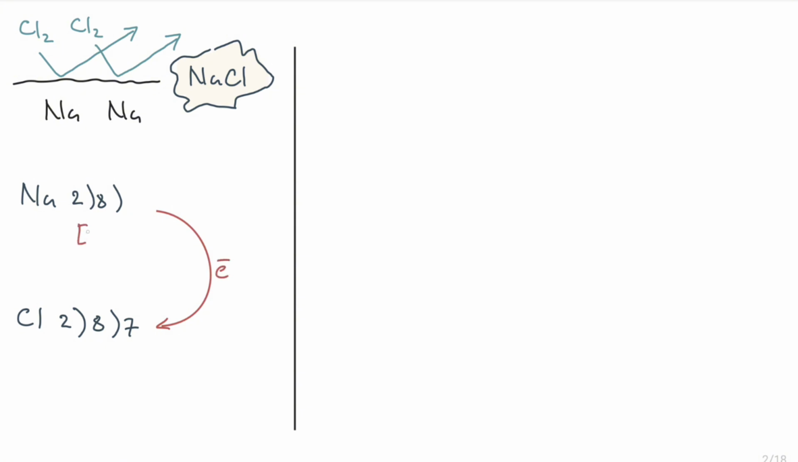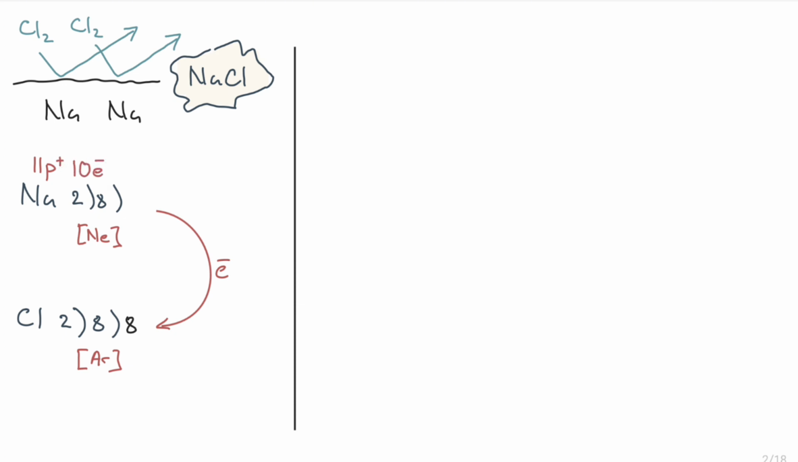While chlorine has 7 electrons on the outermost shell, and 1 electron is required in order to reach the electronic configuration of argon and become highly stable. So both of them will reach the electronic configuration of the noble gases, reach the octet. They are both happy.